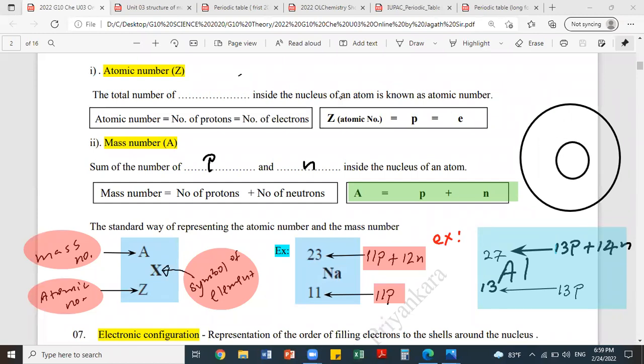Total will be 27 here. So I'll write here, total 27. That is given in the exam. Total here in the nucleus, the total 27. That is called the mass number.